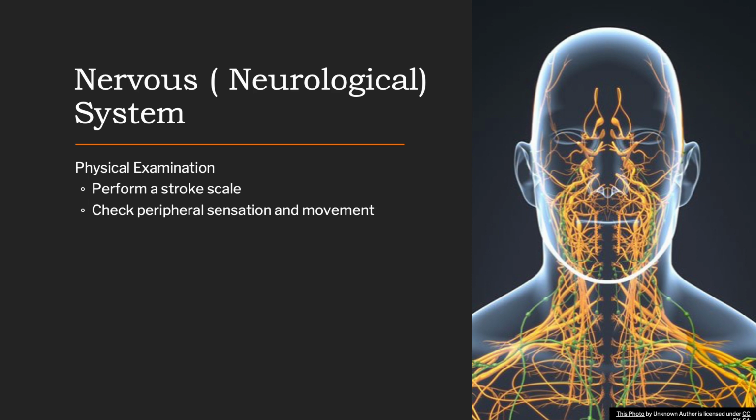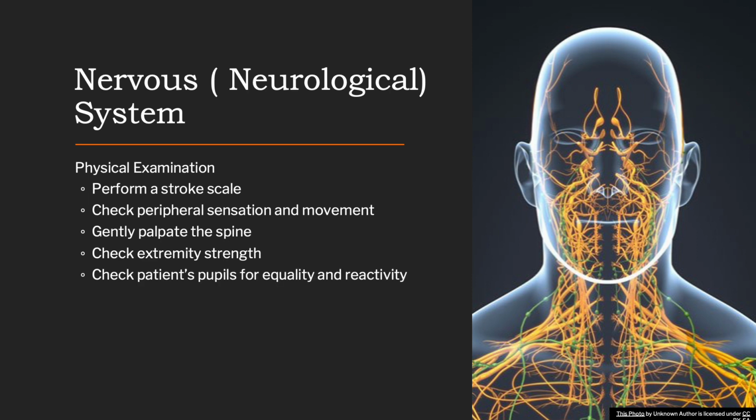Do peripheral sensation and movement. So, rub both hands and ask them if it feels the same. Palpate the spine, especially if you have any concerns of trauma. We're going to check extremity strength. Make sure our pupils are equal and reactive, which is called PEARL: pupils equal, round, reactive to light.